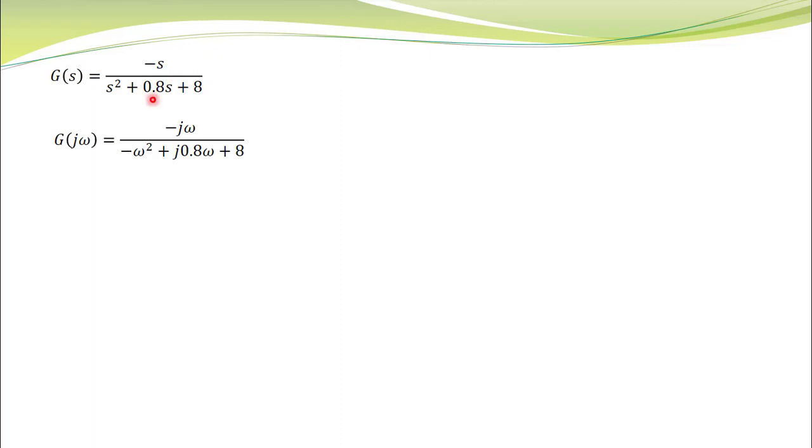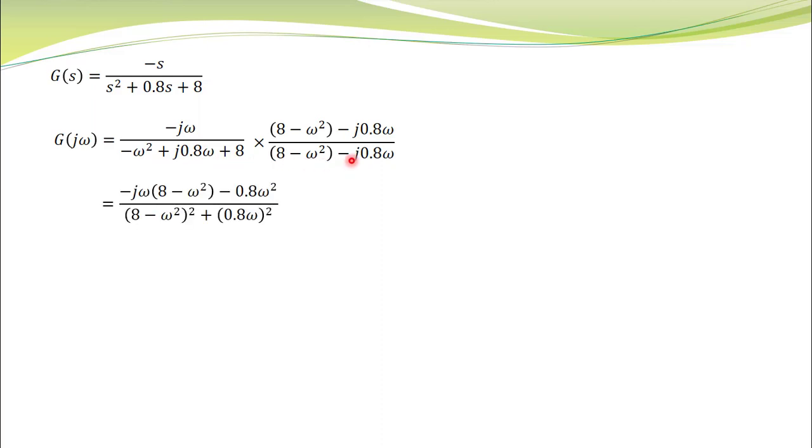and G of j omega, obtained by substituting s equal to j omega, we get this thing. So j square is -1, and you get this relation. We would like to split it into real and imaginary parts. So we rationalize it, multiply this expression with the complex conjugate of this denominator, which is written over here, and then we have this expression.